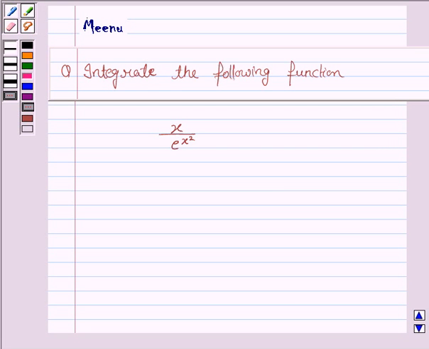Let us discuss the following question. It says integrate the following function. The given function is x upon e to the power x square. Let's now move on to the solution.